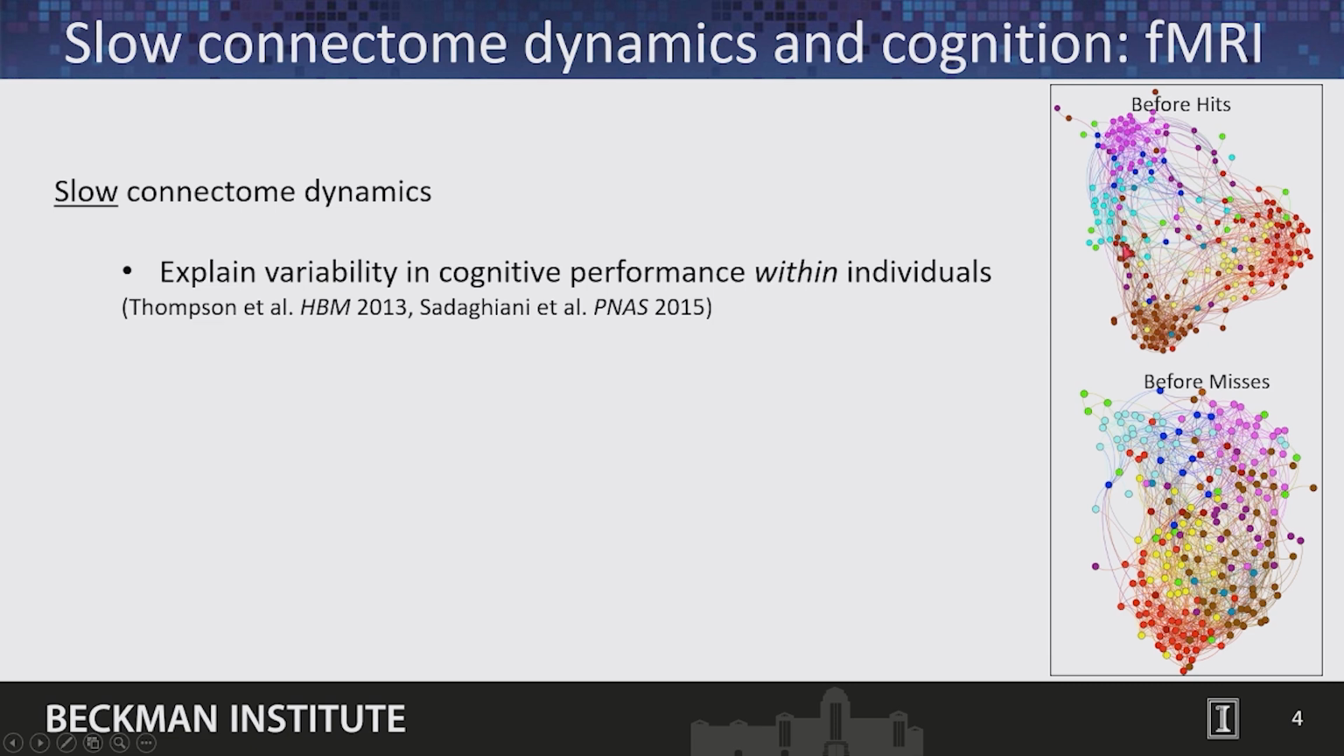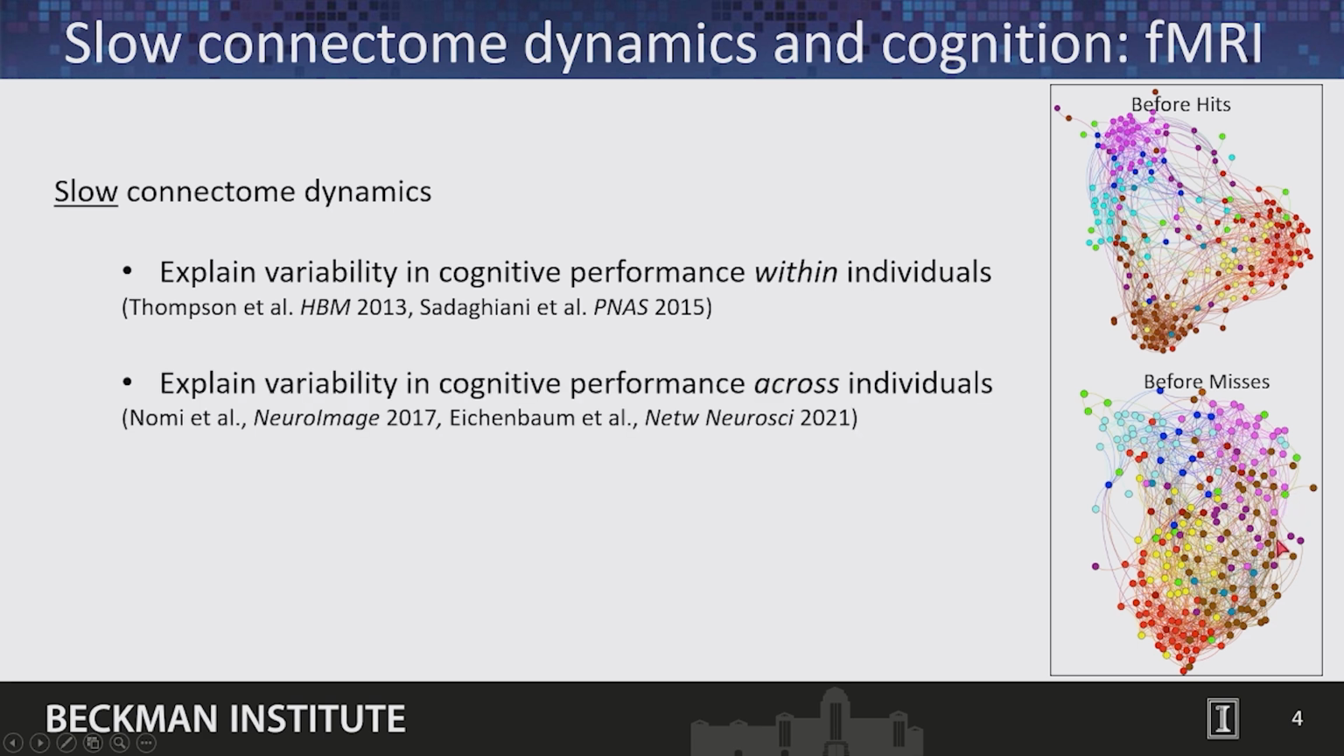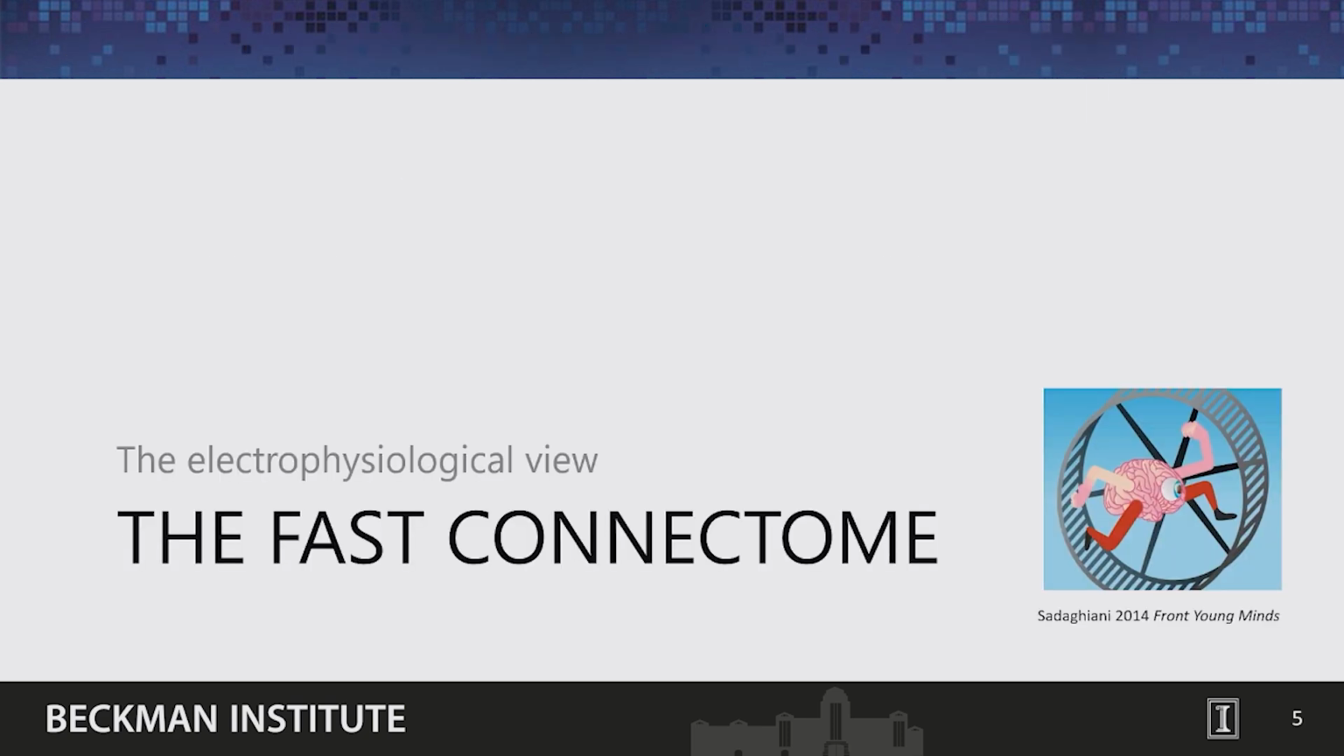That is a much more modular state prior to successfully detecting a threshold level stimulus compared to when the participant missed that stimulus. We also know that variability across individuals is explained in terms of performance, and that connectome dynamics are brain traits and that they're genetically determined to a quite large degree.